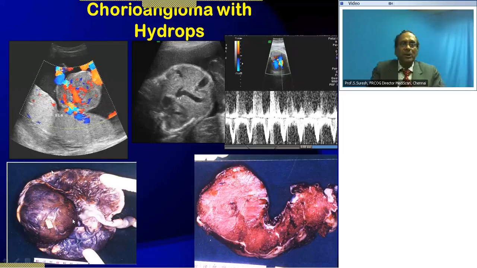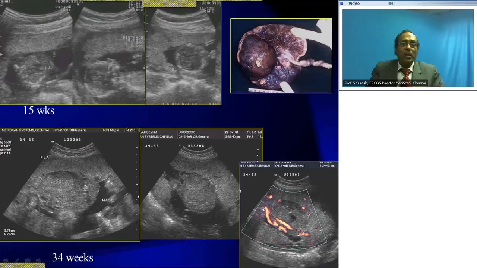chorioangioma seen here. So treatment is available for chorioangioma for some of these cases where you can do a laser and cut off the feeding vessels, or you can do intrauterine embolization of the chorioangioma. But as opposed to that, here's another chorioangioma which grew in size, is almost like 34-35 weeks, and there was no effect on the fetus.